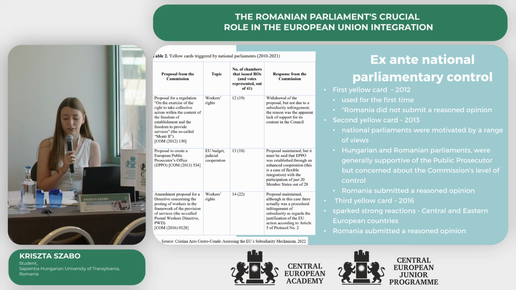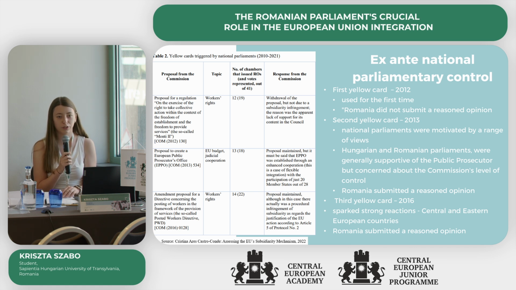And an even stronger mechanism is the so-called orange card procedure, but in my presentation I would like to talk about the yellow card procedures. There were 3 yellow card procedures until now. The first was in 2012, and it was a significant moment because this was the first time that 12 parliamentary chambers from different EU countries formally opposed a legislative proposal from the European Commission. The achievement was possible thanks to an impressive level of cooperation between national parliaments.